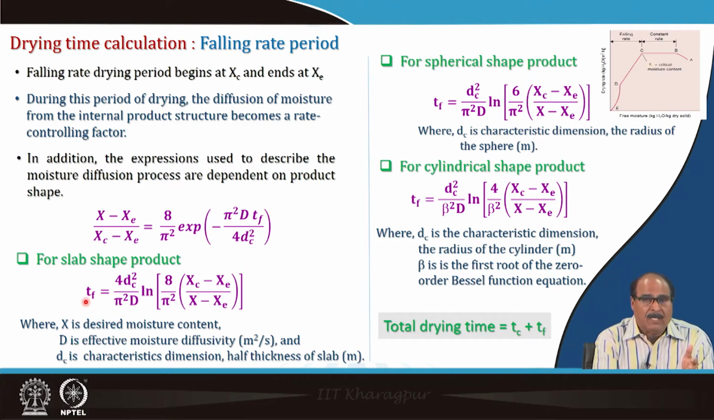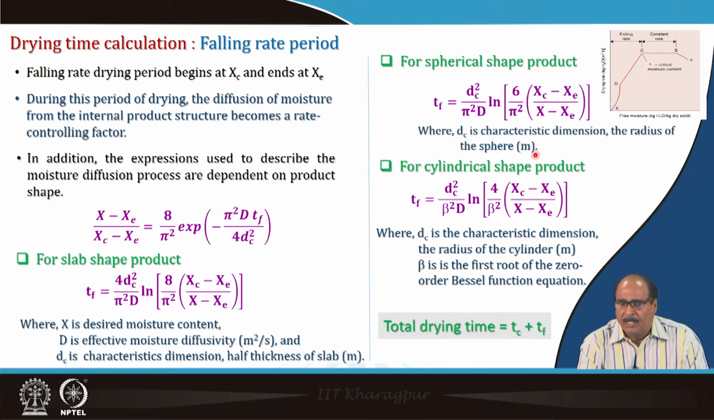In the slab shaped product, the total drying time in the falling rate period is Tf = 4d² / (π² D) ln[8/π² (Xc - Xe) / (X - Xe)], where d is the half thickness of the slab. When it is spherical shape, the equation remains the same, only the constant 8 becomes 6, and in this case d is the radius of the sphere.